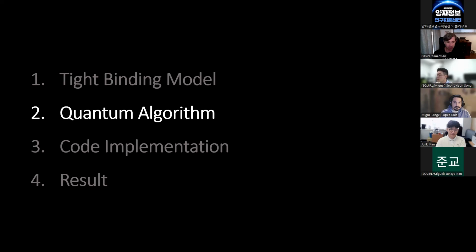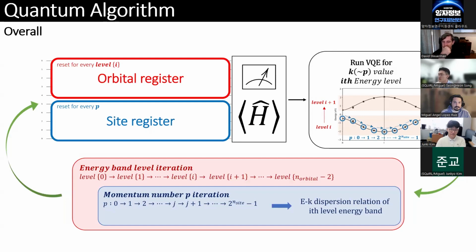Then, how can we implement this model to quantum algorithm? This slide shows the entire scheme of our algorithm. It is basically based on VQE, which has the objective tight binding Hamiltonian we said before, and registers encoding orbitals and site. We sweep the eigenenergy value with respect to momentum quantum number p, of which the magnitude of k vector will be 0 to 2 pi over lattice constant, and we update parameters at each step for the energy level i. And then the same iteration process is proceeded for the upper energy levels in our interest.